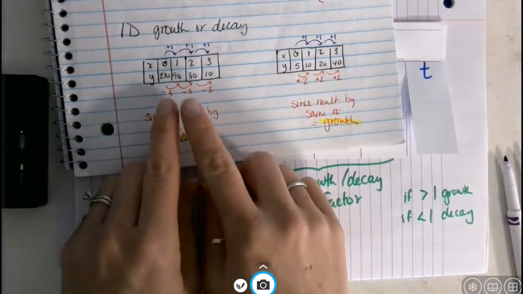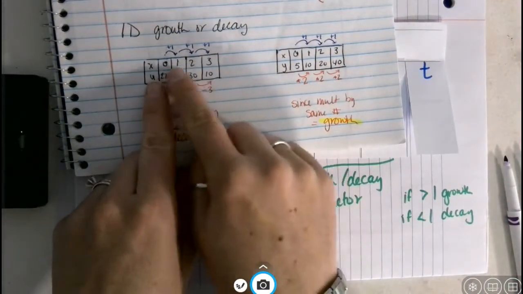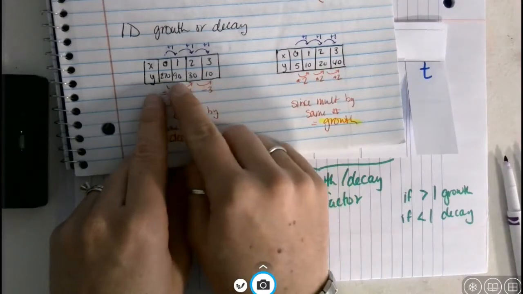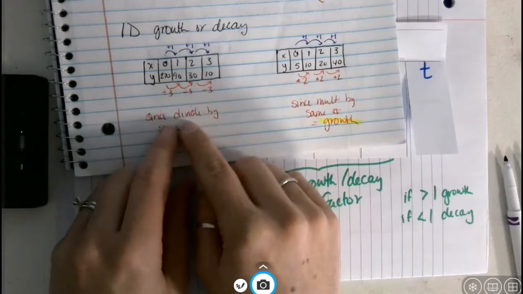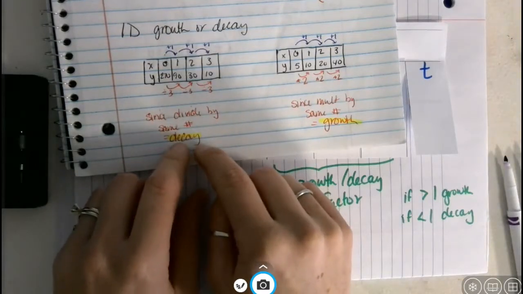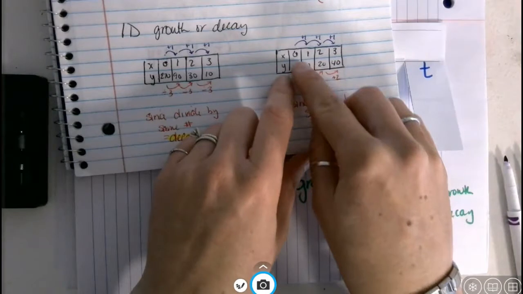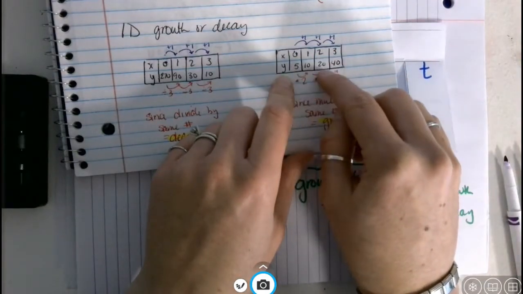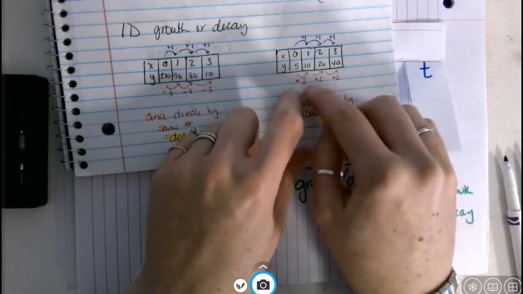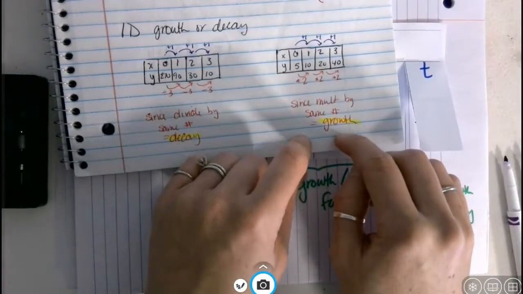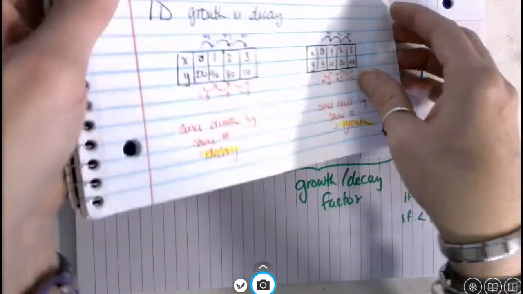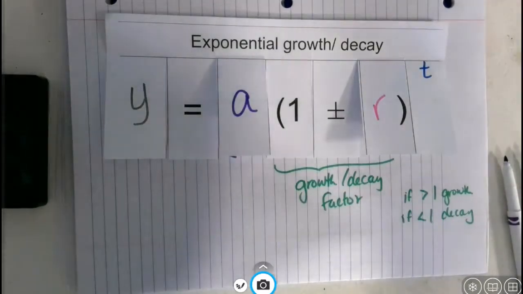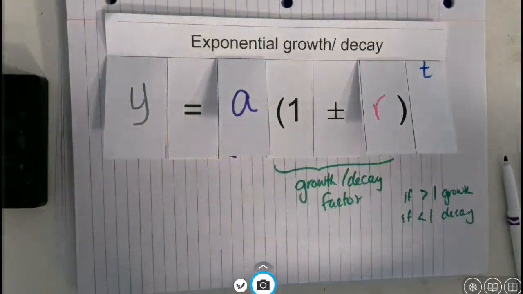So here we again start with our table, and I see I've got my x values increasing by 1. Here I see I'm dividing by the same thing. So I'm getting smaller and smaller by the same thing. So since I'm dividing, I know that this is going to be decay. For this example, again, my x values are increasing by 1 each time, but I'm multiplying by the same thing. I'm doubling. So that's getting bigger. So this is going to be an example of exponential growth. Okay? So we're going to use this a lot for just growth, decay. Whenever you see those kind of words, this is the equation you're going to be using.